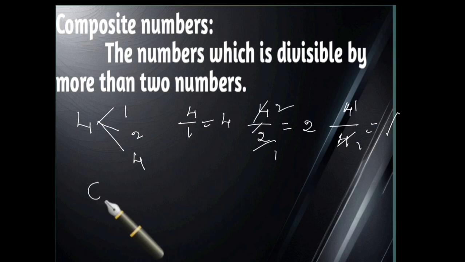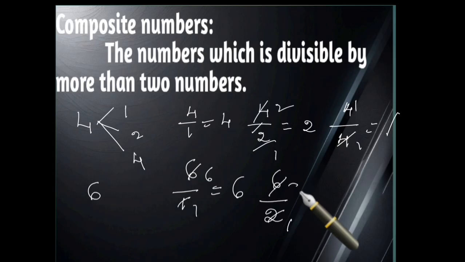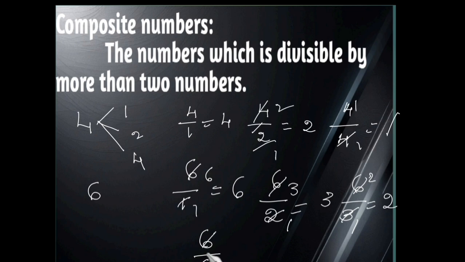I am taking another example, 6. The number 6 can be divided by 1, and the result is 6. 6 is also divisible by 2: 2 threes are 6, the result is 3. Again 6 can be divided by 3: 3 twos are 6, so we get the result 2. Again we can divide this number by 6 itself, which gives 1.